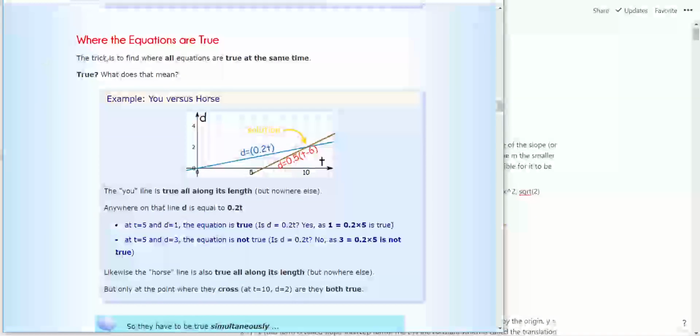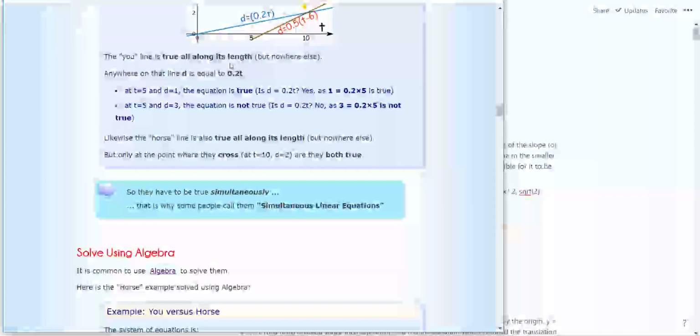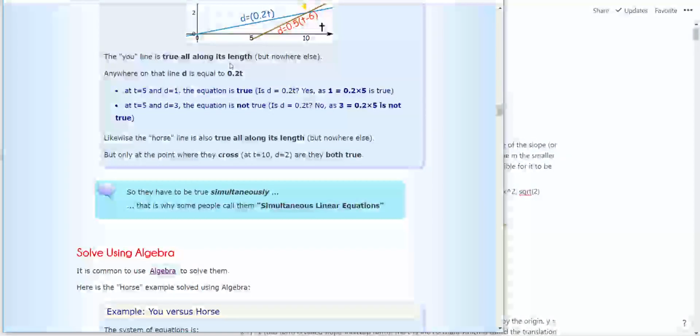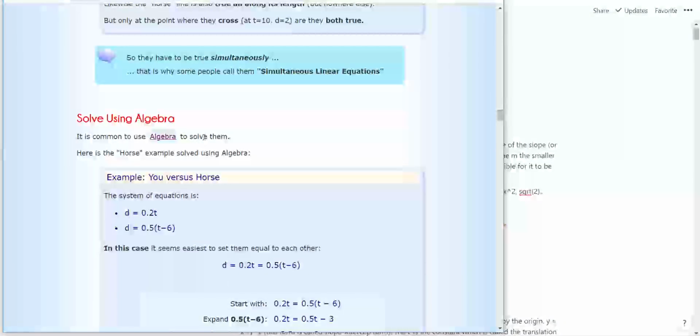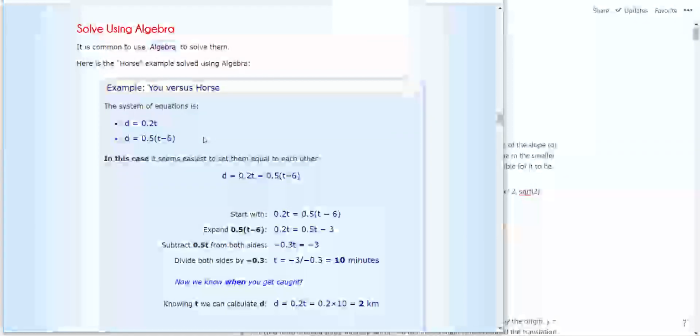The horse line is also true along its length, but nowhere else. So what did it say? The trick is to find where all equations are true at the same time. At the point where they cross, are they both true? They have to be true simultaneously. That is why people call them simultaneous linear equations. Now solve using algebra. Here's the horse example, solved using algebra.